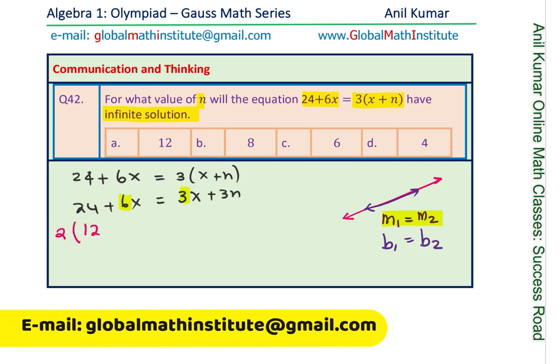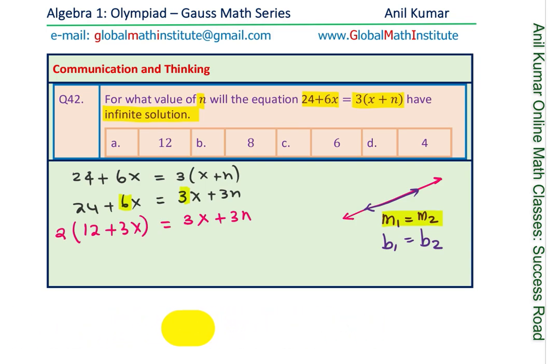I could rewrite this as 12 plus 3x. Now, does it make sense? Now let's compare, right? So 3x plus 3n. Does that make sense now? I could have factored 6 also, right? Well, it makes sense. Now we see that if I see this 3x and 3x, they have the parallel slope, correct? And we can now compare the y-intercepts.